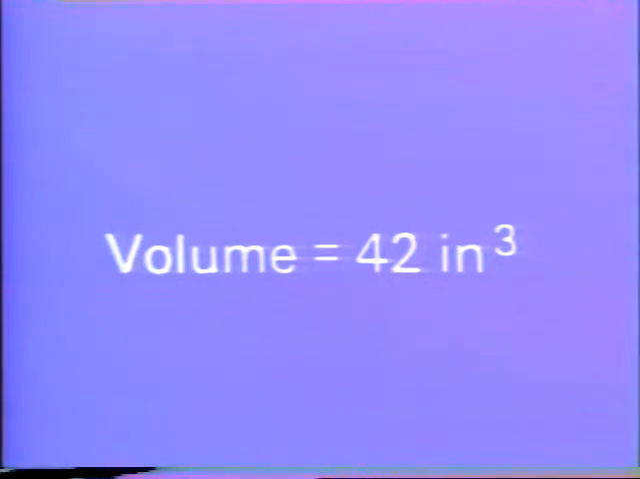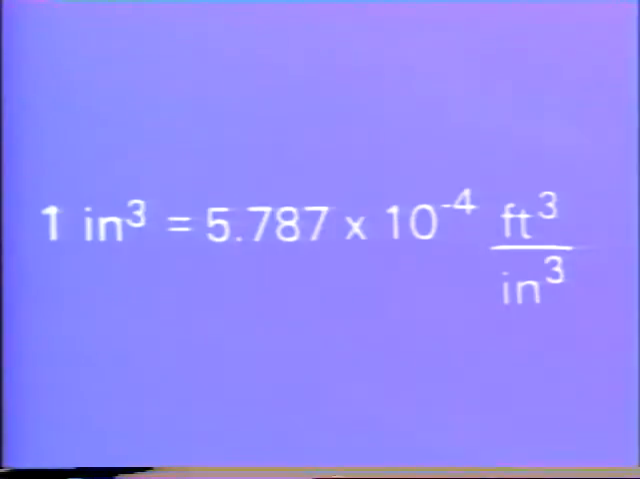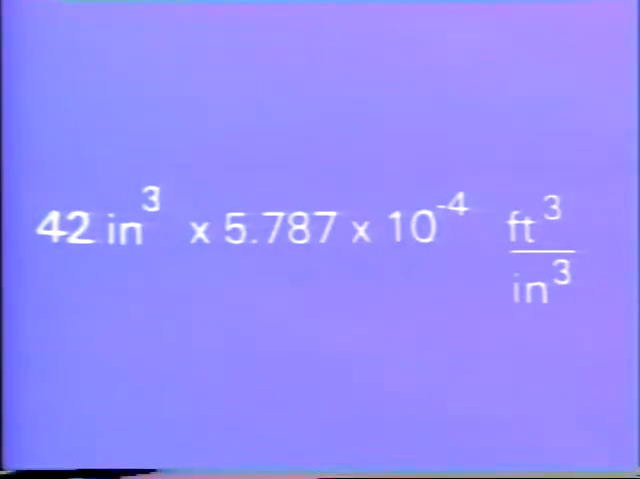To convert cubic inches to cubic feet, we use the conversion factor. 1 cubic inch is equal to 5.787 times 10 to the minus 4 cubic feet per cubic inch. Multiplying 42 cubic inches by our conversion factor gives us a volume of approximately 0.024 cubic feet.